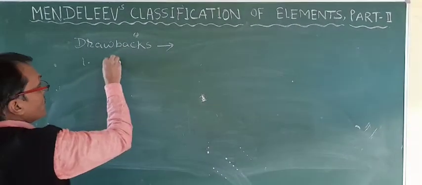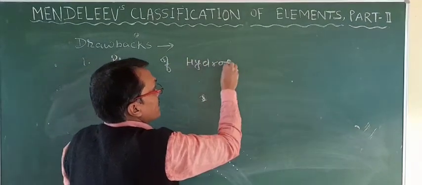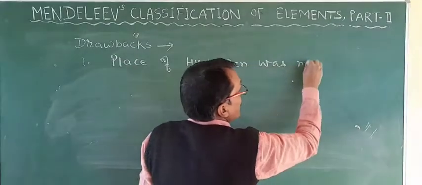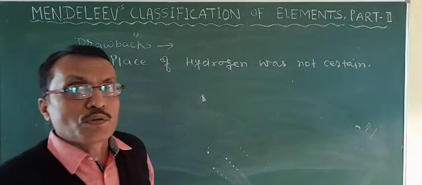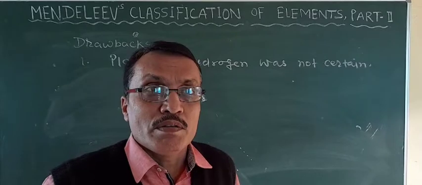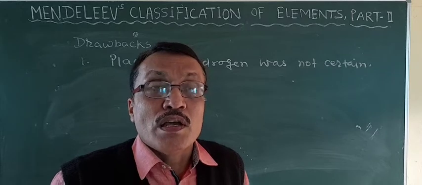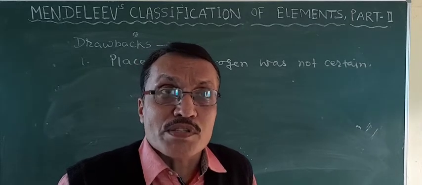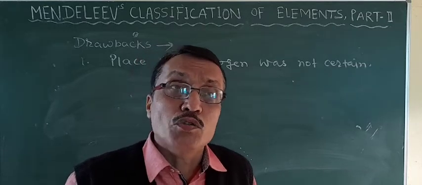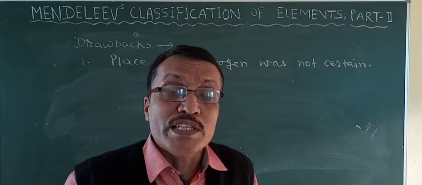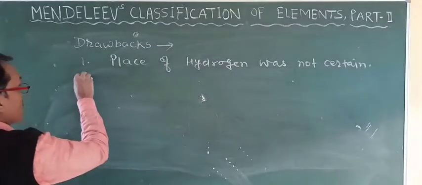So first point, students, in Mendeleev periodic table, place of hydrogen was not certain. Although Mendeleev placed hydrogen in group 1, but as hydrogen resembles properties like elements of group 7 also, so this is objectionable. Why in group 1 hydrogen, why not in group 7? So this was uncertain place for hydrogen.